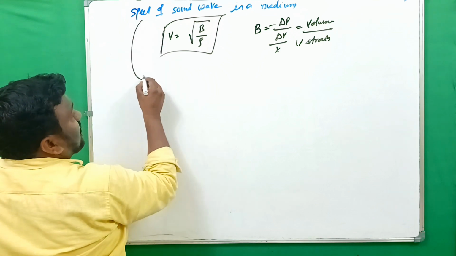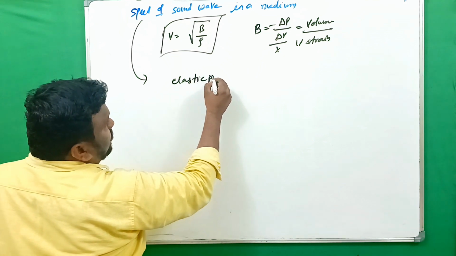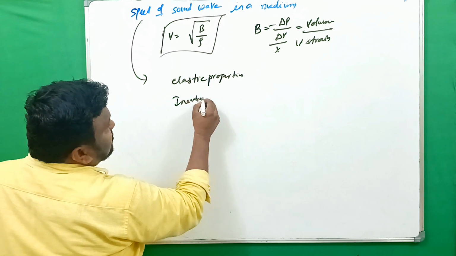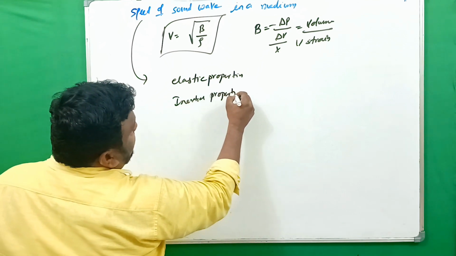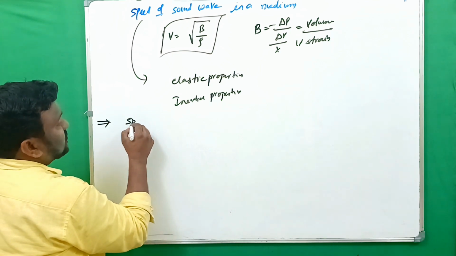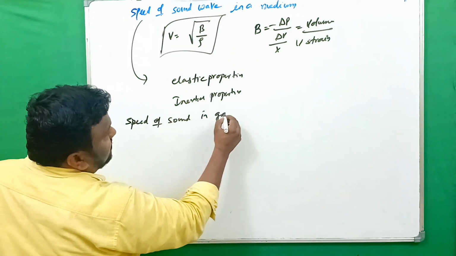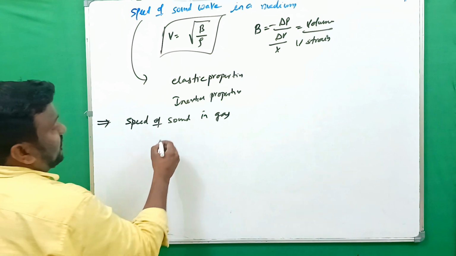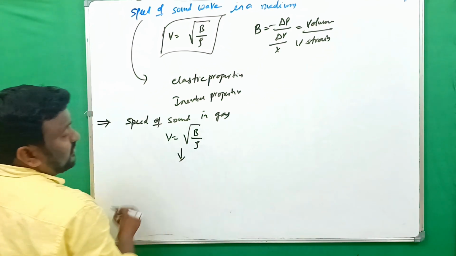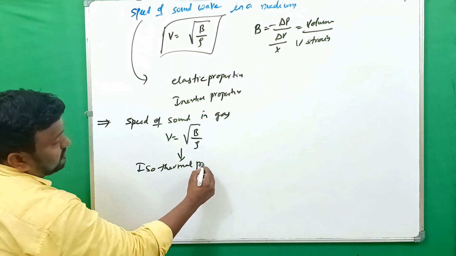Then the speed depends upon two factors: one is the elastic properties, and the other is the inertia properties. Now, the speed of sound in a gas. In a gas, initially we take v is equal to the square root of B by rho, and that is based upon the isothermal process, isothermal properties.